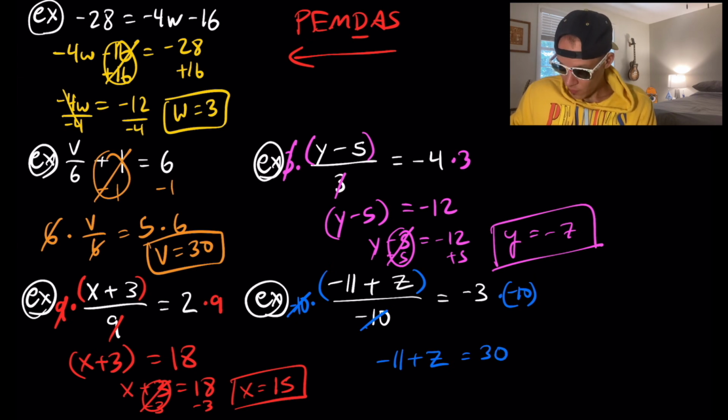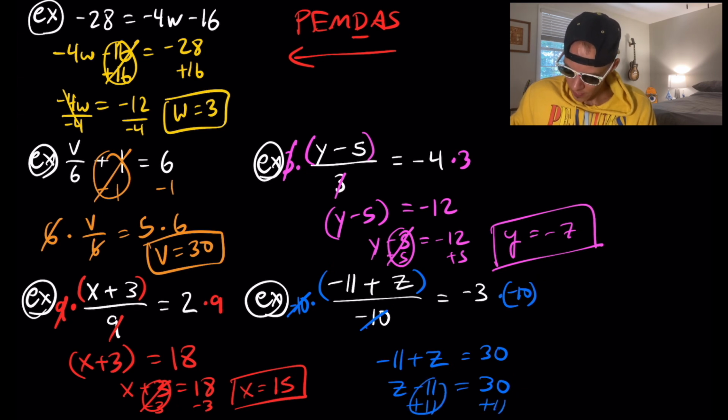All right, I might want to rewrite this so that the variable comes first. That's cool. So I'll do z, positive z, and then a minus 11. Just swap the order. Equals 30. So that'll make it really clear that I have to add 11 to both sides. The minus 11 plus 11 cancel each other out, go to 0, so we'll have z is equal to 30 plus 11 is 41.